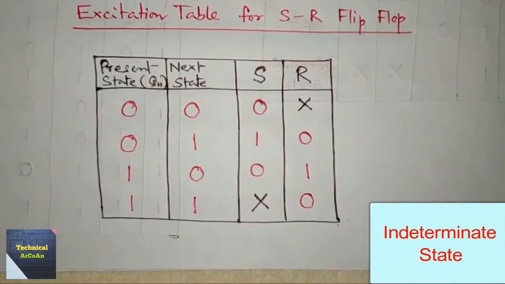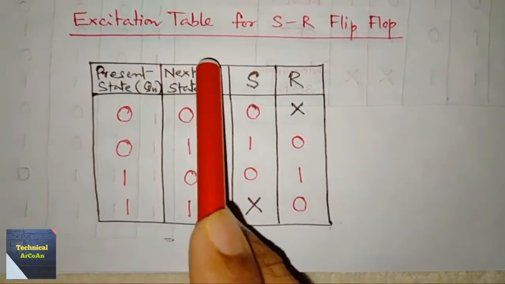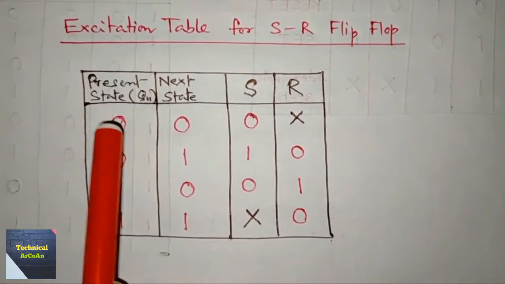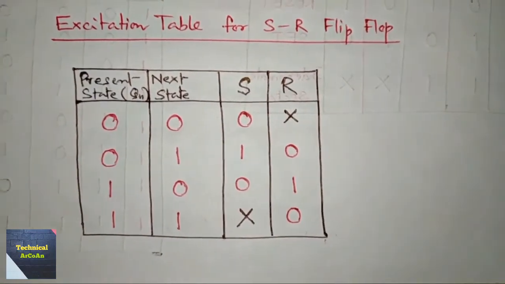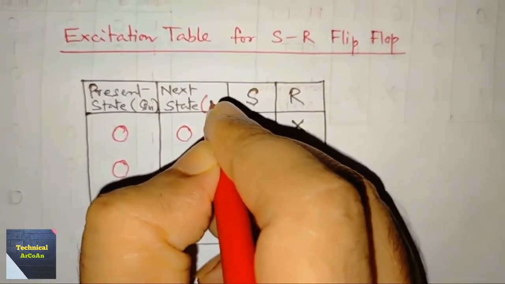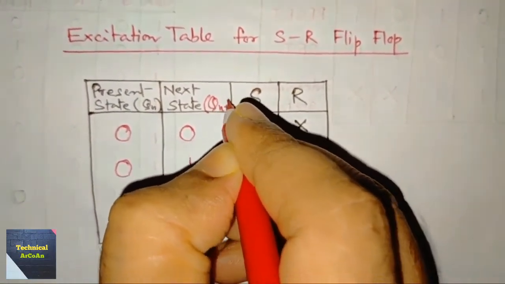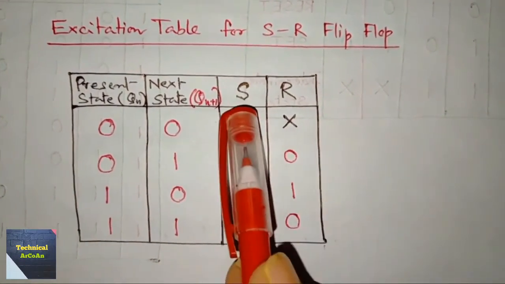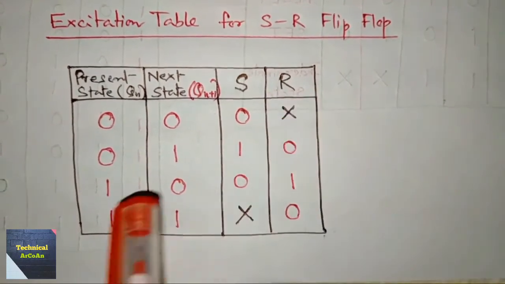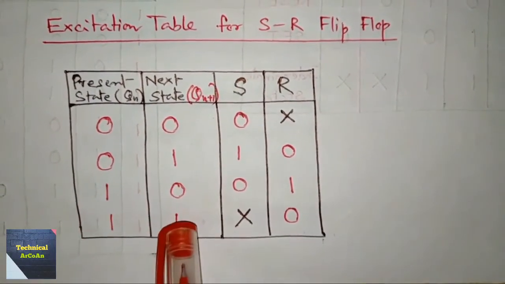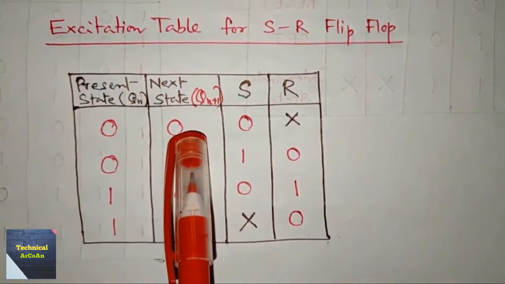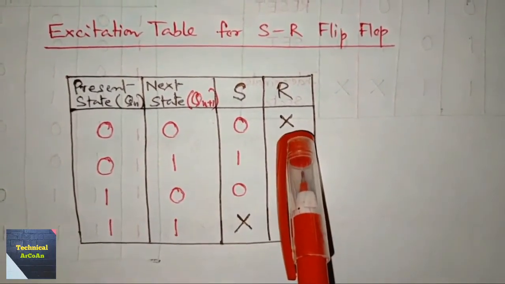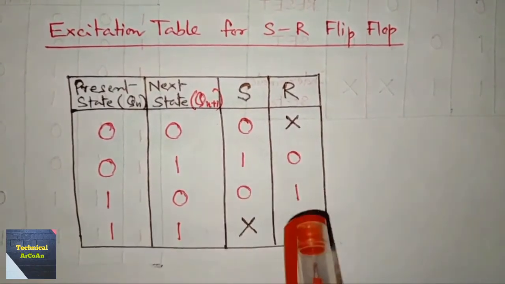Now this is the excitation table for the SR flip-flop. The first two columns are the present state and the next state, and the next state we define as Qn plus 1. After these two columns come S and R. These are the different combinations of the present and next state, and according to them, the excitation table gives the required inputs.